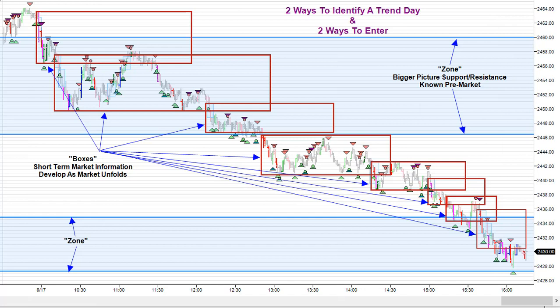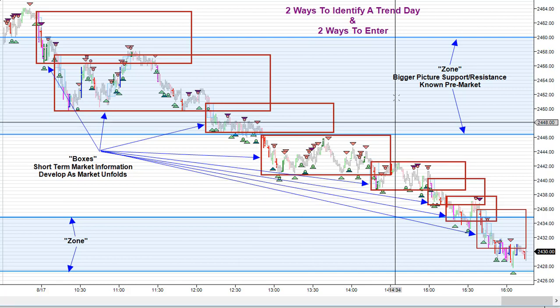So obviously, these are the type of days that you can really capitalize on if you are able to identify it, and ideally if you can identify it early. So I wanted to talk about two different ways that we teach for identifying potential trend days, and then talk about two different ways to enter them. So before I do that, let me kind of define what we have here on our screen.